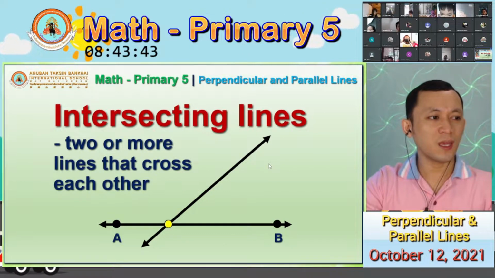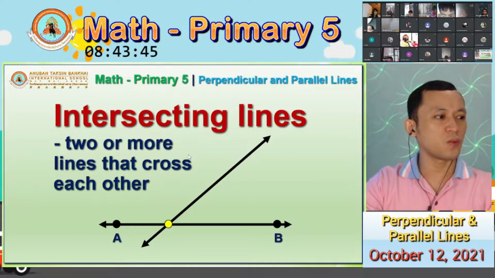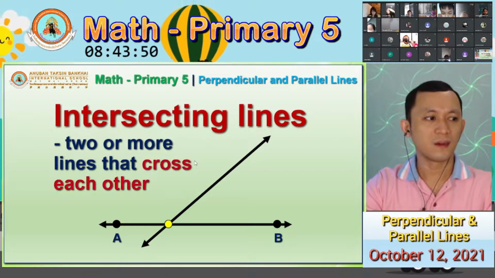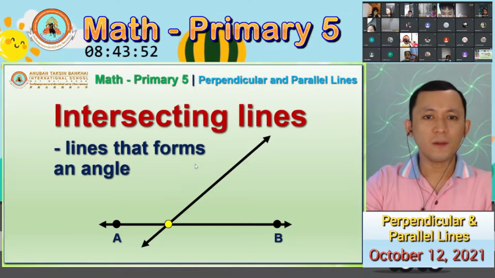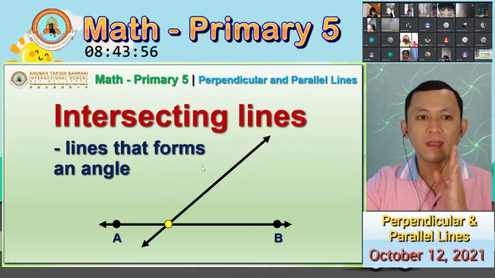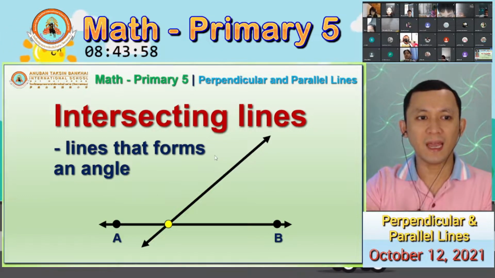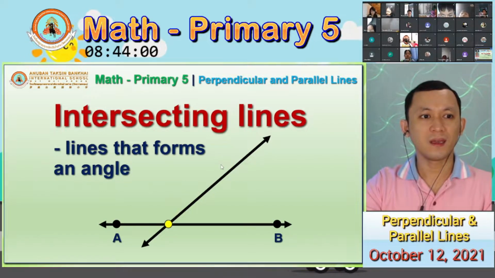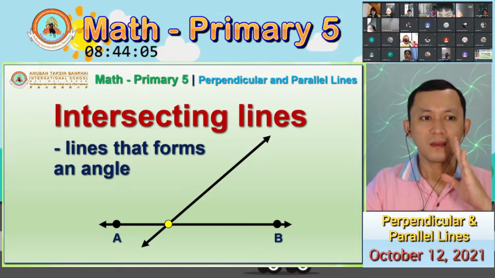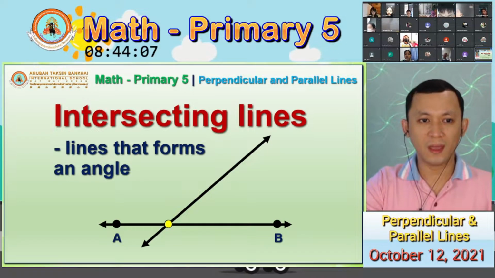So when we say intersecting lines, we mean two or more lines that cross each other. When we have intersecting lines, remember that they form an angle. If there are intersecting lines, there is also an angle.